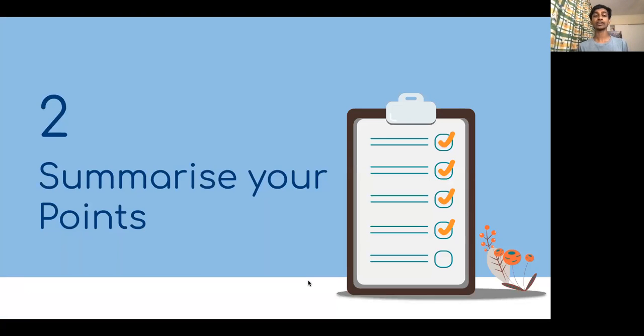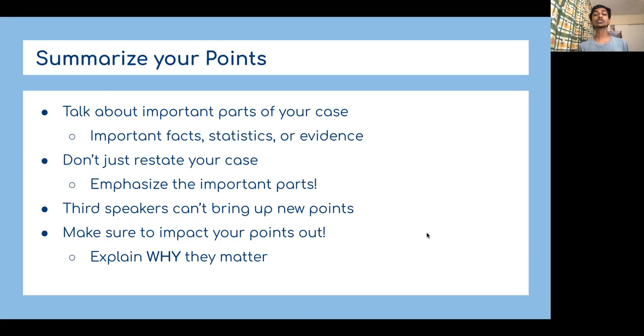The second step is to summarize your points. You're going to talk about the most important parts of your case. What are the most important facts or statistics or evidence or impacts? Don't just restate your case or once again say what your previous speakers have already stated. Rather, you're going to emphasize the important parts.